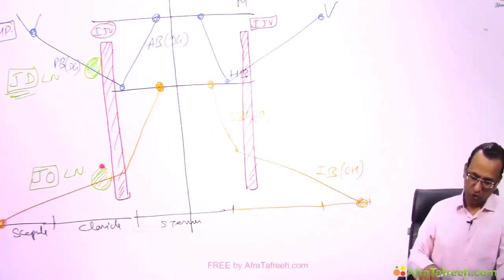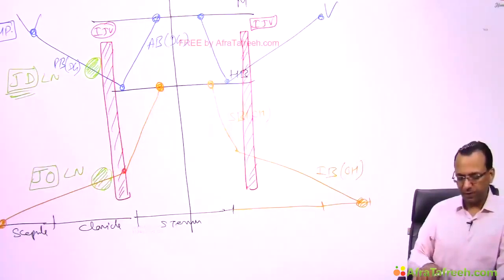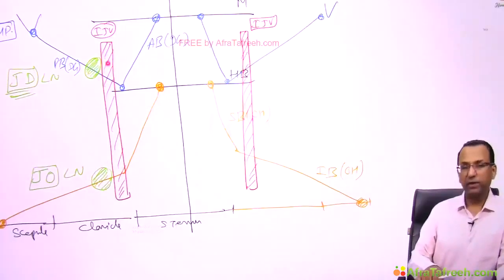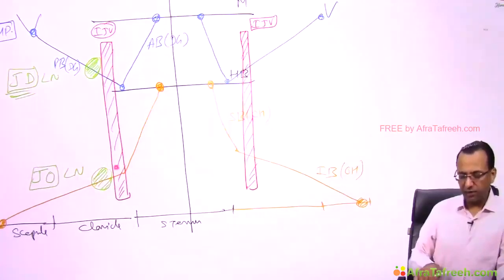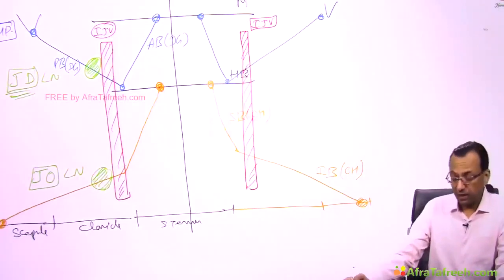Yes, jugulo-omohyoid lymph node. What is it draining? Tongue. You mean to say into the deep cervical lymph node? Yes, this is deep cervical lymph node but lower. And this is deep cervical lymph node which is upper. This is the lymph node of the tonsil and this is the lymph node of the tongue. So this is some basic idea you needed to have.